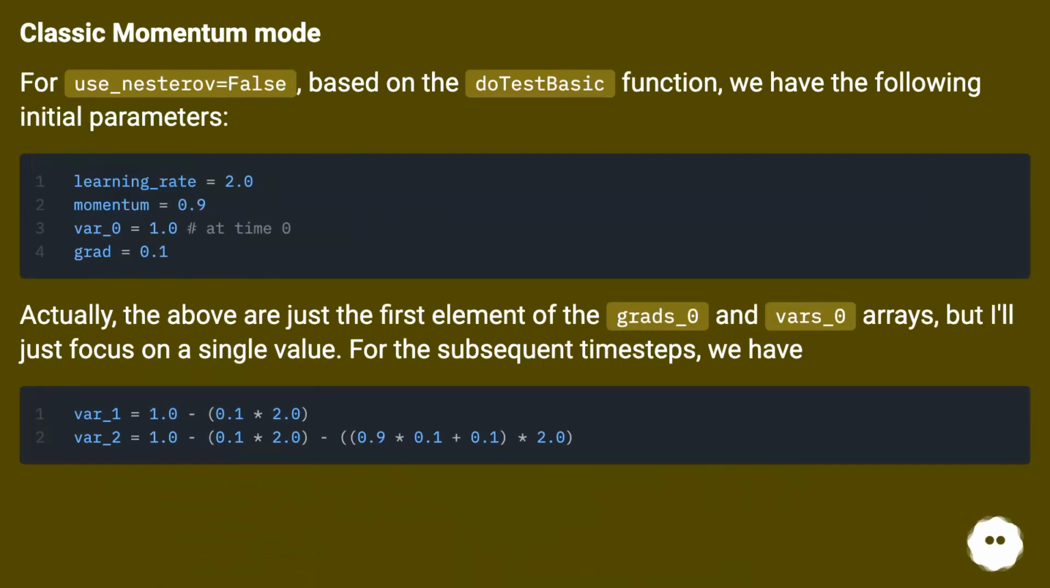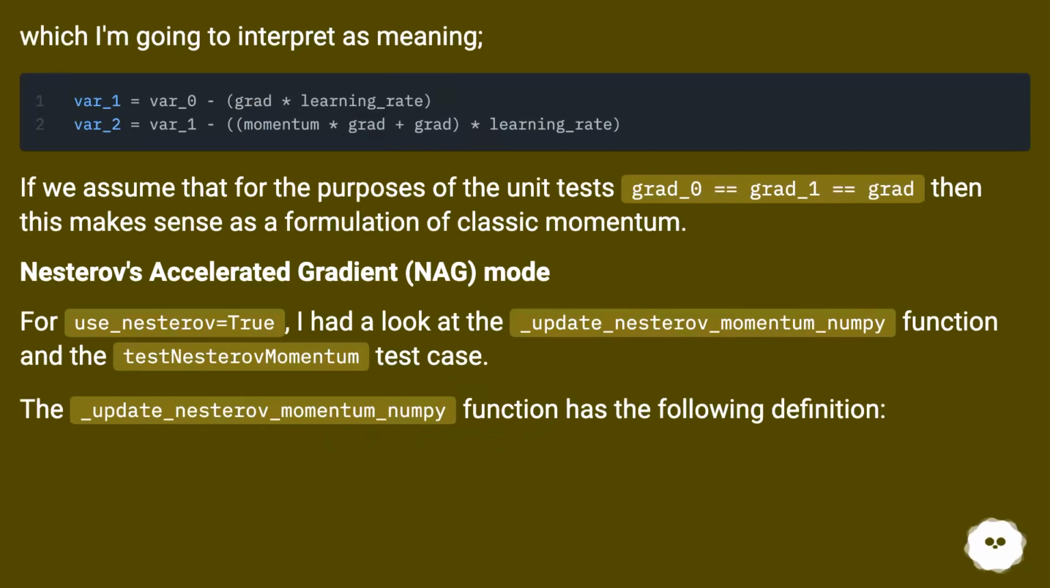Classic momentum mode. For use_nesterov equals False, based on the basic test function, we have the following initial parameters. Actually, the above are just the first element of the grads_0 and vars_0 arrays, but I'll just focus on a single value. For the subsequent time steps, we have the following, which I'm going to interpret as meaning the following. If we assume that for the purposes of the unit test grad_0 equals grad_1 equals grad, then this makes sense as a formulation of classic momentum.